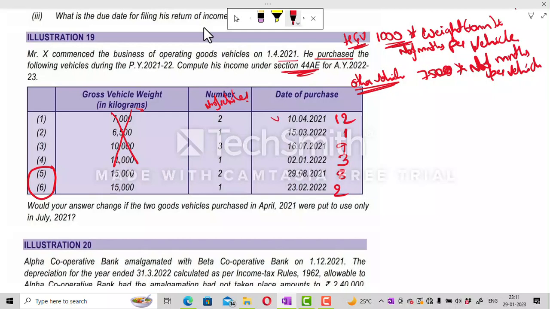March, 2 months. So multiply all this, because here they have said number of months per vehicle, means number of months into number of vehicles. 12 2s are 24, 9 3s are 27, 3 1s are 3. This we will do later. Okay, all this into 7,500.